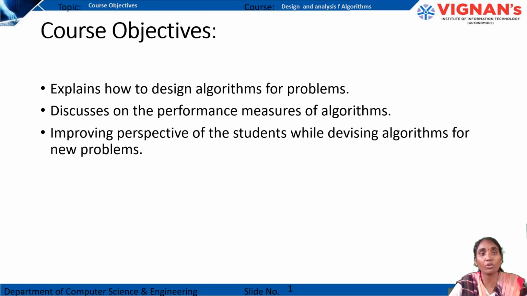Now coming to the course objectives. Objective means what you are going to learn as part of this course. This course explains how to design algorithms for your problems, so that one can design algorithms for any type of problem, and also analyze the algorithm by taking some performance measures. The performance measures are space and time complexity. Those we will discuss in detail in my first unit.